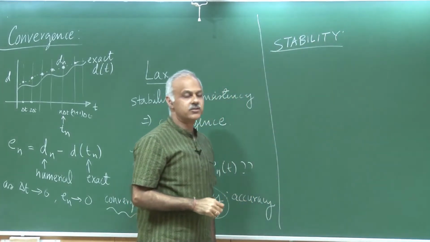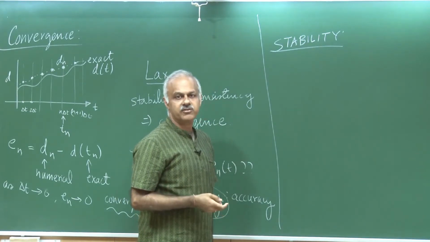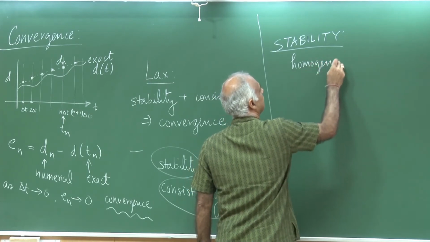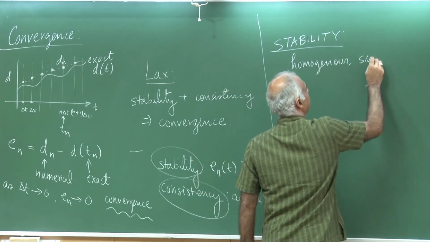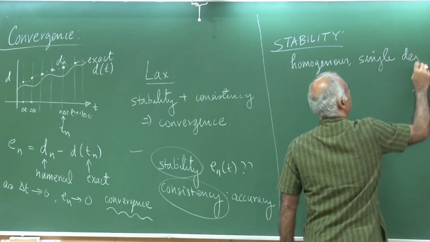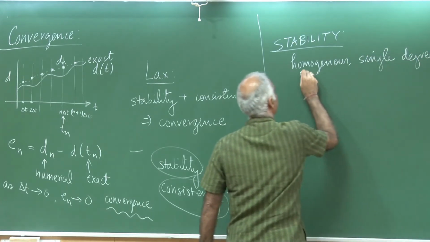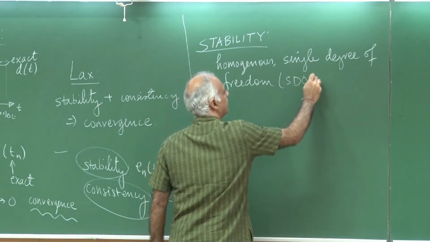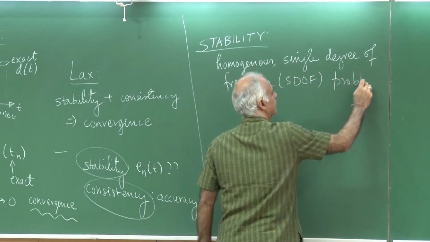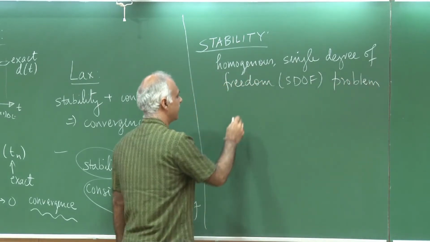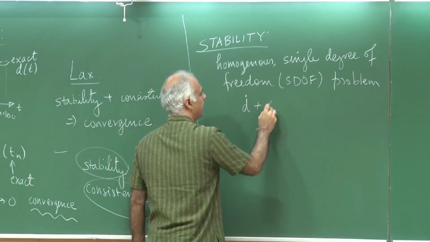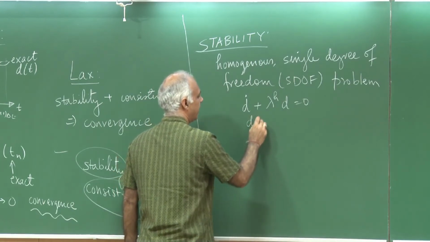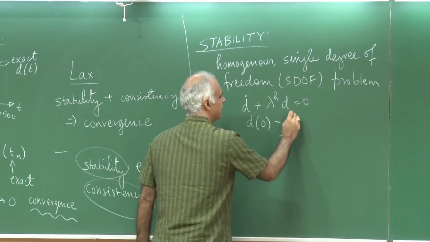To illustrate stability to you, I am going to take a single degree of freedom problem. So, I will take a homogeneous single degree of freedom problem, which I will call SDOF, and the problem is the following. We will say d dot plus lambda h d is 0 and d at 0 is d0.